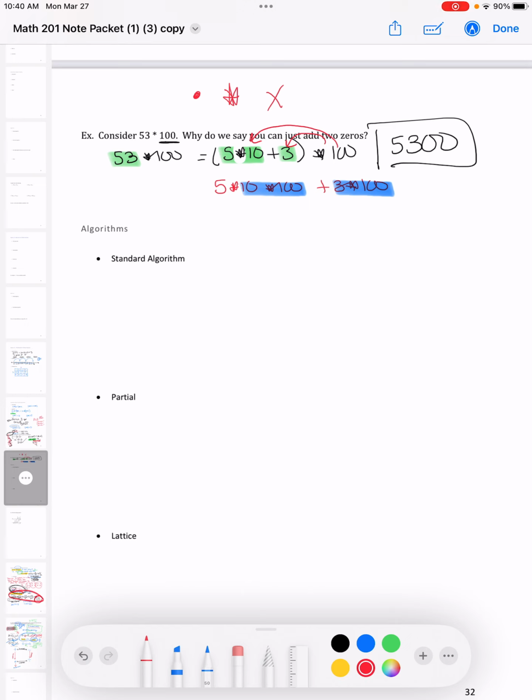Back to our problem at hand though. So when I distribute that 100, what it does is it bumps everything over 2 place values. So now I'm left with 5 times 1,000 plus 3 times 100. So the 5 is going to go in the thousands place, and the 3 is going to go in the hundreds place, which we can see they do up above.